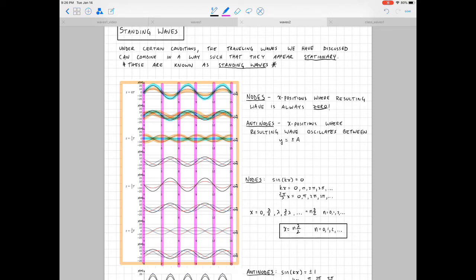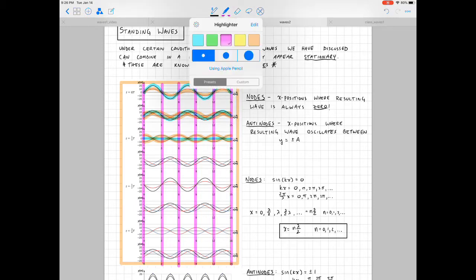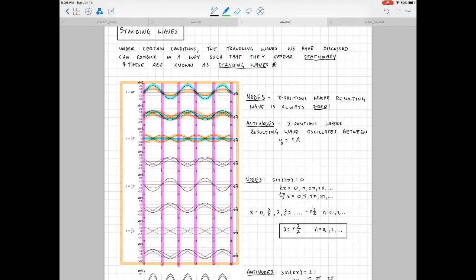And those positions are referred to as nodes, right? where the resulting wave is always 0. Now, there are also antinodes, and the antinodes are locations where the resulting wave is essentially maximum amplitude for that particular combination of waves, and that maximum amplitude oscillates between plus and minus the amplitude of the y value oscillates between plus and minus a from the original waves. And so where are those antinodes? Well, the antinodes are at these locations.